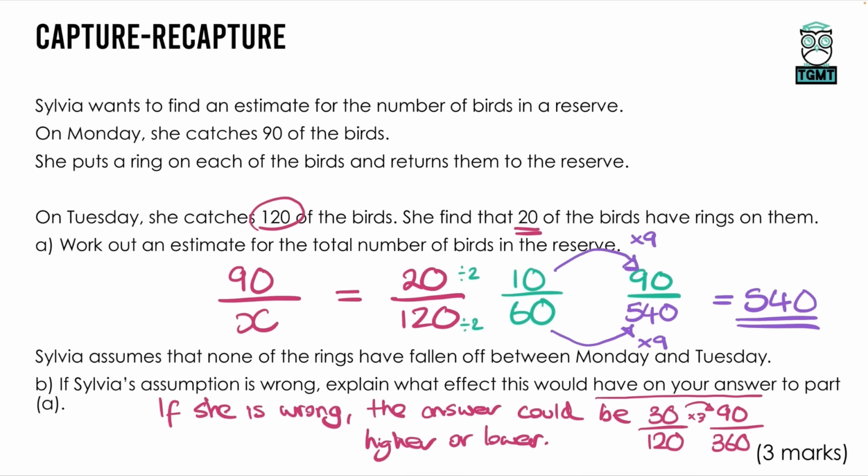So in this scenario here, I'm going to change that answer ever so slightly, just because it's different to the usual question. If she is wrong, the answer could be lower. And I'm going to stick with that lower one for this one, because we've just proved an example there to show that it could be lower.